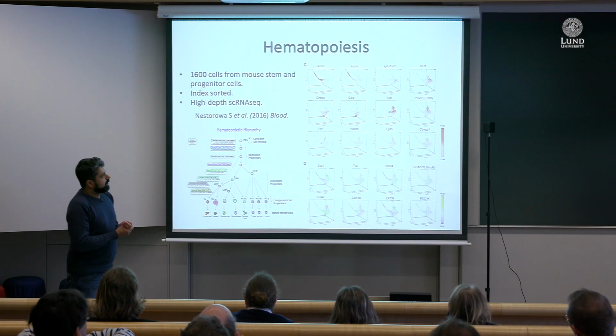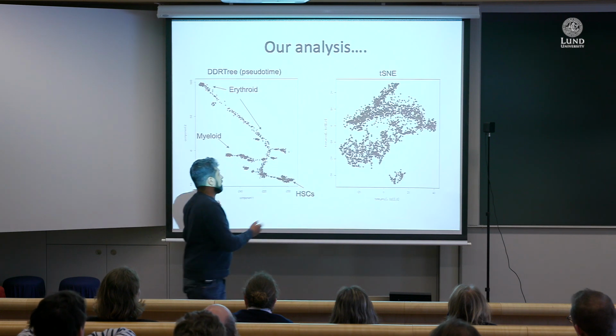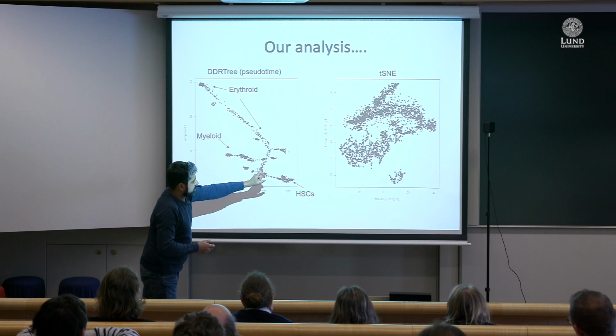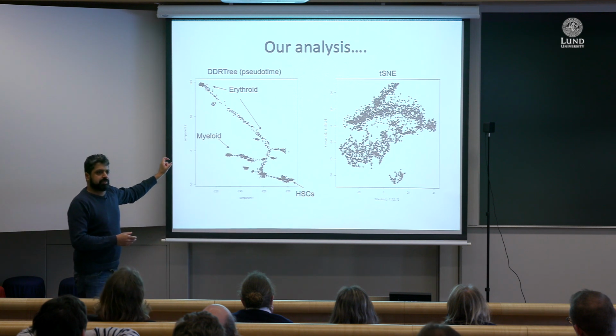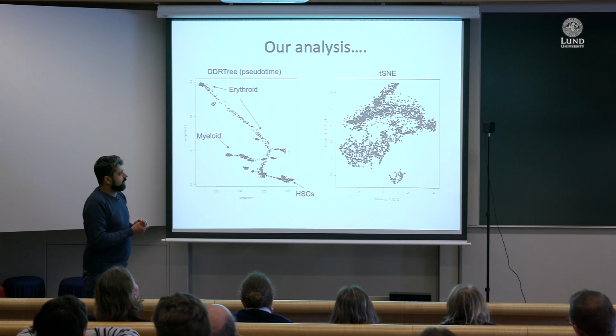Now, we did a quick reanalysis of this data, and we got something like this. We used two other methods: DDR-tree, which is a pseudotime method, and tSNE, which has been a fairly standard method for quite a while now. Of course, you can see lots of interesting groups cropping up in the data, or clusters of cells, which we would like to identify and work out what they really are.